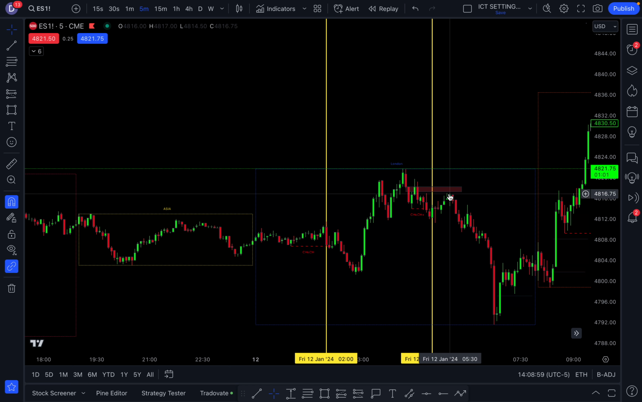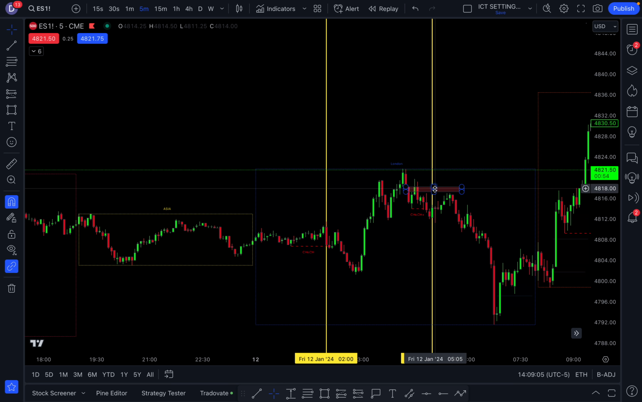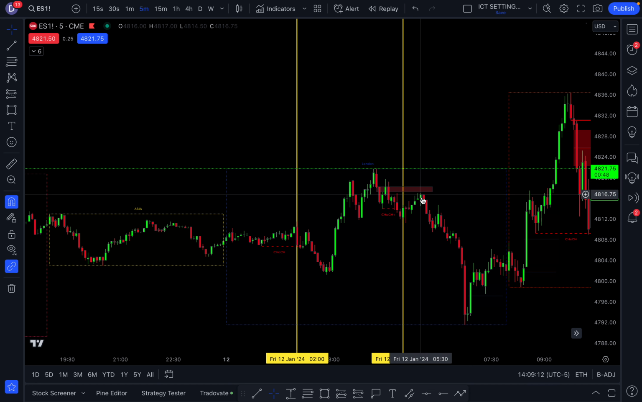Didn't get the FVG right there, but this is also an order block, so you can try. If you don't get an entry here, you can go on the lower time frames, like 4, 3, 2, 1 minute, and try to get an entry there. Or you can just wait for the price to go down.